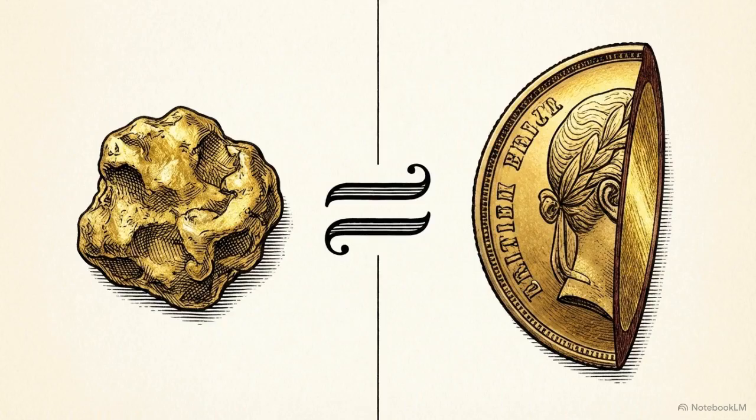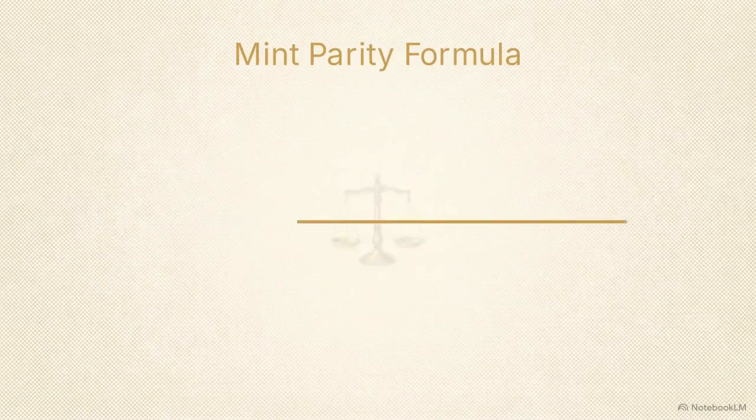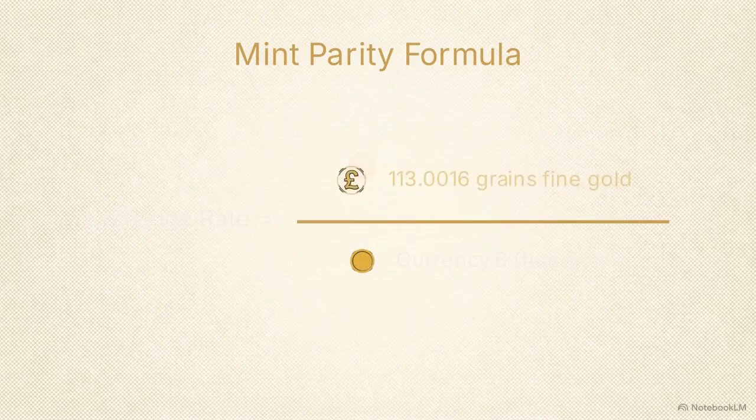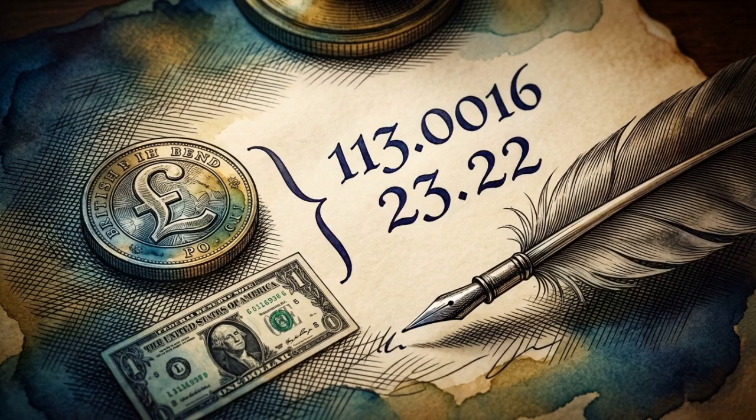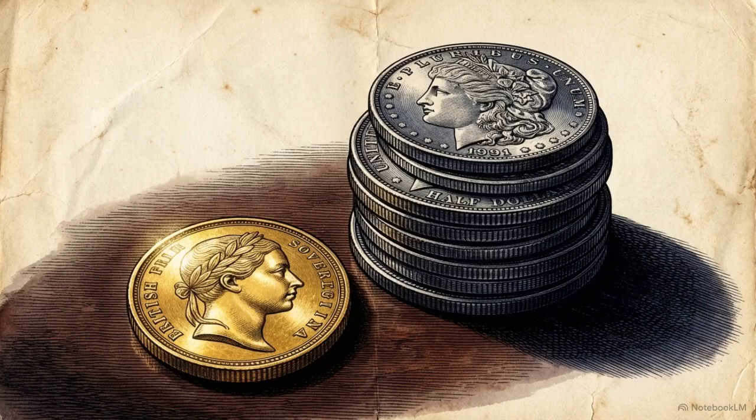Because both nations defined their money using the same physical material, a natural mathematical relationship emerged between their currencies. To find the exchange rate, we use a simple ratio called the Mint Parity formula, dividing the gold content of one currency by another. Step 1 is taking the pound's gold content of 113.0016 grains. Step 2 is dividing it by the dollar's gold content of 23.22 grains. The result is 4.8665. Historically, exactly 1 British pound equaled 4.8665 US dollars.